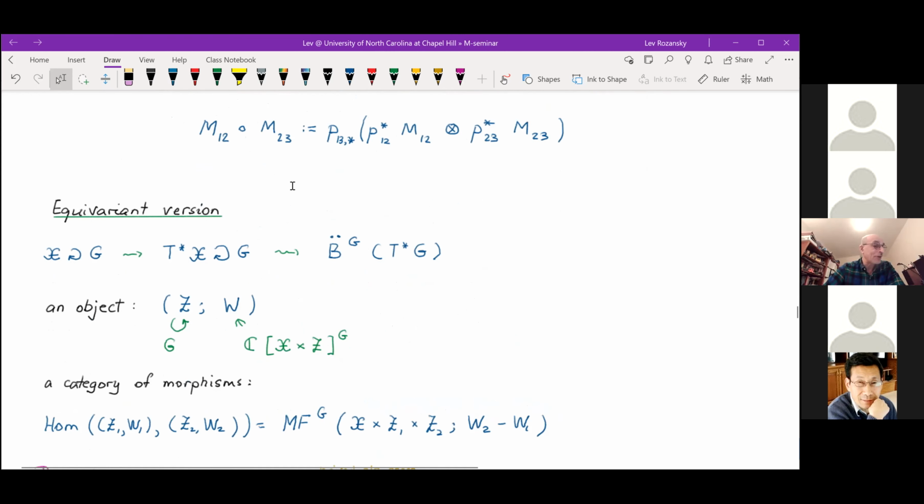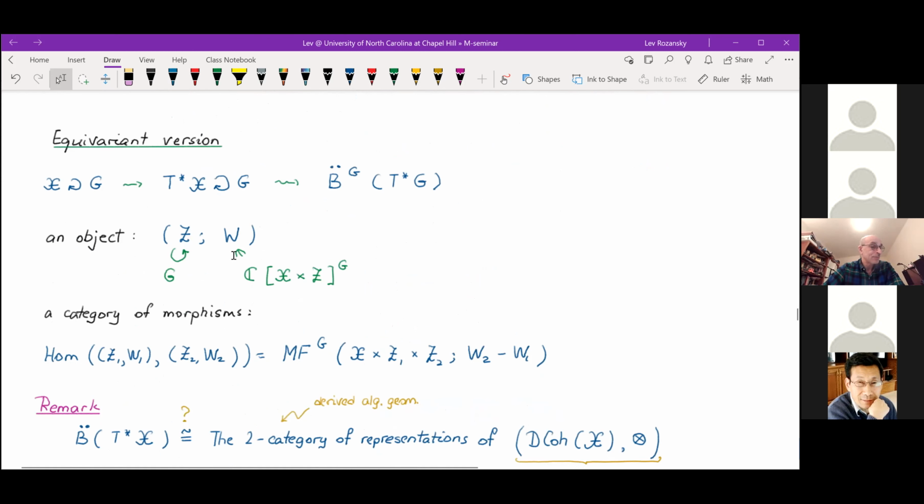There is an equivariant version of this. When a group acts on X, it will act naturally on the cotangent bundle. And so you can define an equivariant version of this two category. An object would be... Yeah. No, I mean, what is an equivariant Lagrangian? Ah, you consider only graphs of differentials. Yes. So W will be an invariant function of both Z and X. And the category of morphisms will be equivariant matrix factorizations of the difference.